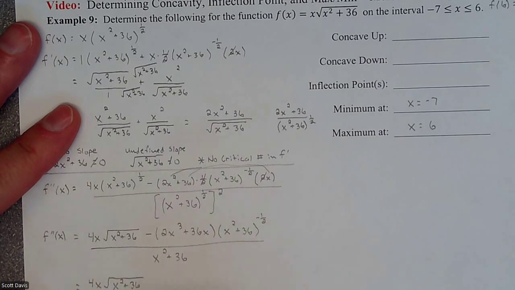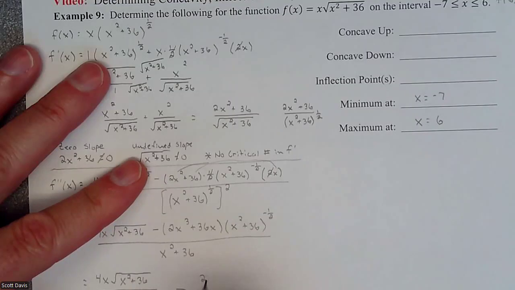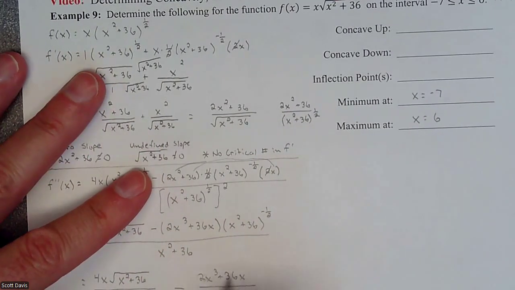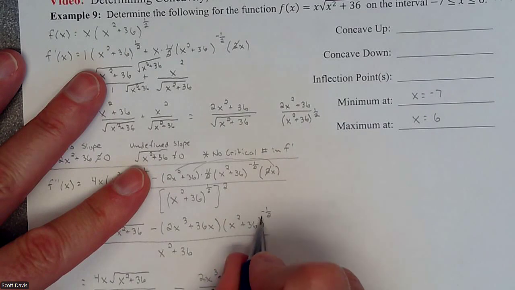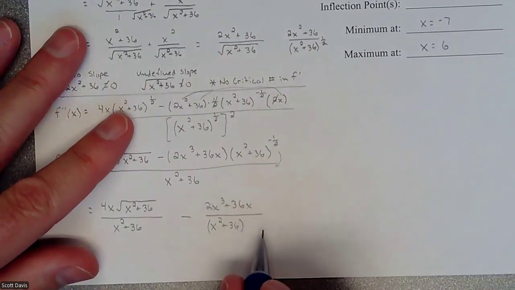Right? And then minus. I'm going to leave a little bit of space for something I'm going to add to that. Then I have this piece of 2x cubed plus 36x on the top. And then this piece is going to join that piece in the denominator. So x squared plus 36. This one's going to come down just on this fraction because it was only on that fraction.